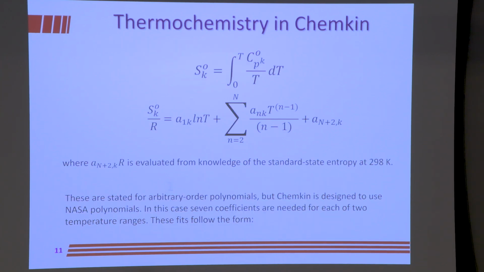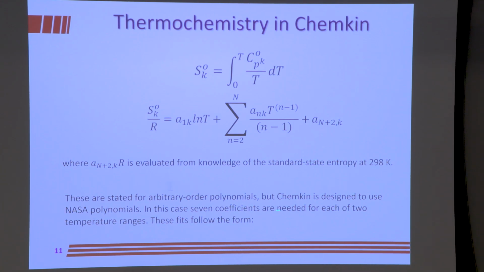So if we want to calculate entropy, you have probably been introduced to this before, what enthalpy is in terms of Cp and entropy in terms of Cp. Entropy is equal to the integral from 0 to T of Cp over T dT. That's equal to this expansion, A1 log T plus the sum of these values. This is evaluated from knowledge of the standard state entropy at 298 Kelvin.